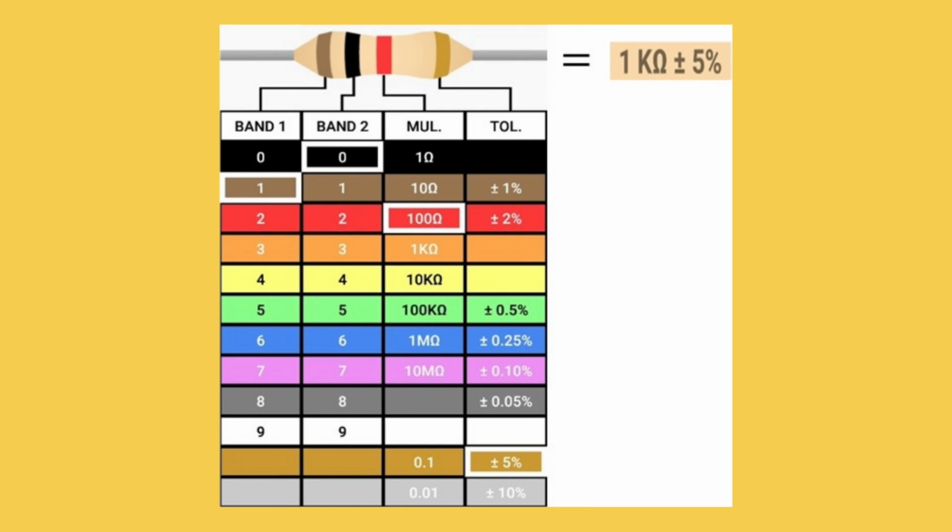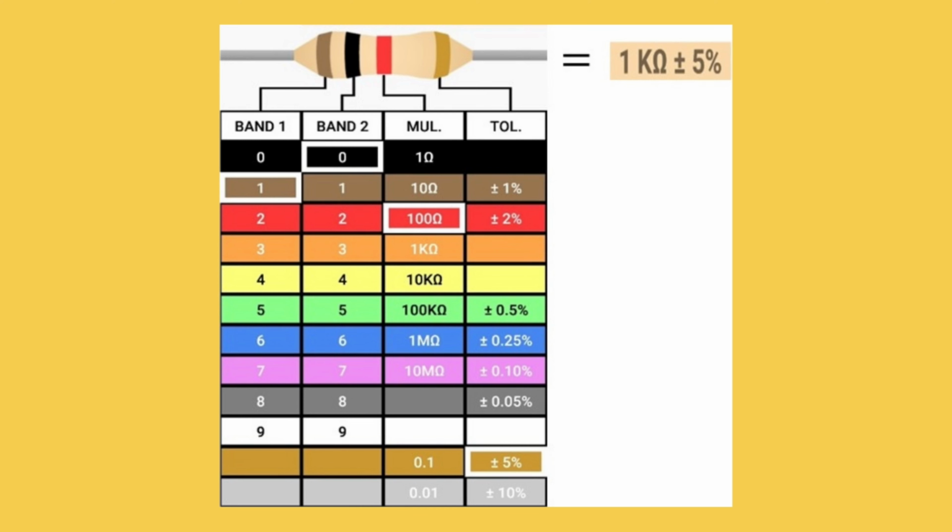The first 2 bands, shown by the colors brown and black, represent the value. The third band, however, represents another quantity called the multiplier. And the last colored band, the golden colored band, represents the tolerance. The multiplier represents the power of 10 you need to multiply the first 2 digits by, which were represented by the first 2 colored bands.